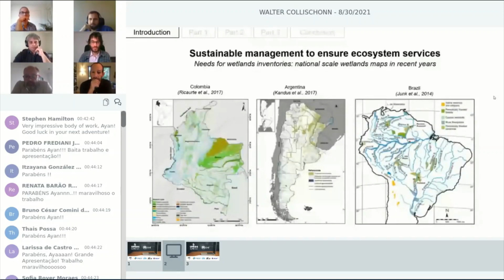Also, we have an important political way of connectivity. So, for instance, national scale policies are developed for the wetlands of a specific country, so that they respond to how they are located within this political context. So here we have recent inventories of wetlands that were built for countries in South America, for instance.